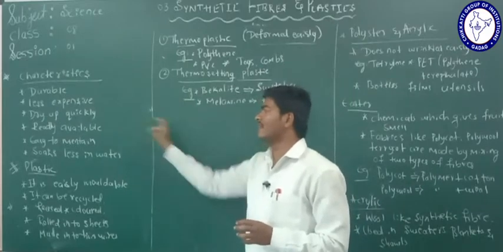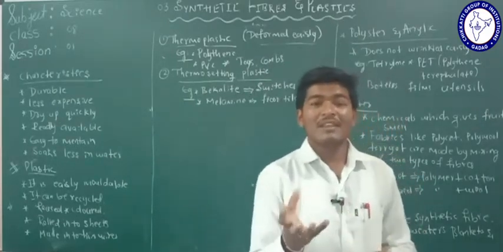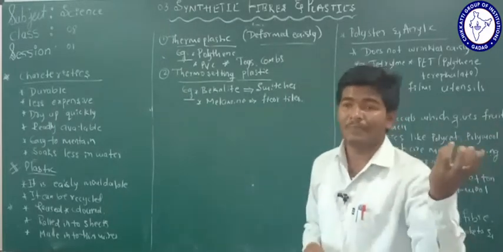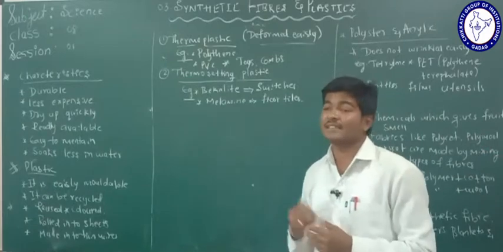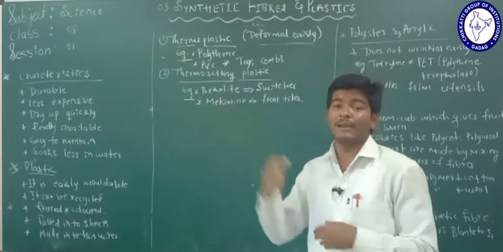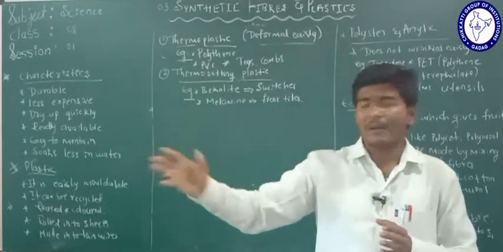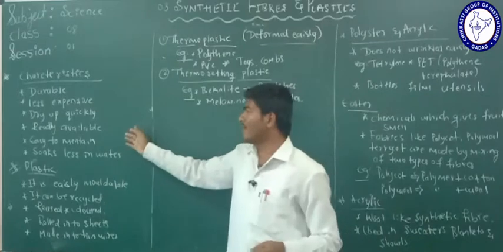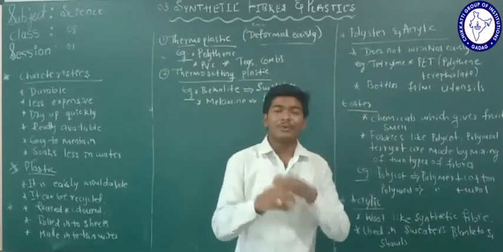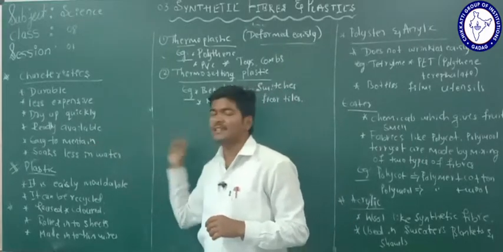Another one is that they are readily available. These synthetic fibers are very easy to prepare. But natural fibers take a long process. First, we have to take the natural fiber from plants or animals. It takes a long time. But compared to that, synthetic fibers are readily available. It takes very little time to make synthetic fibers. And another one is that they are easy to maintain.